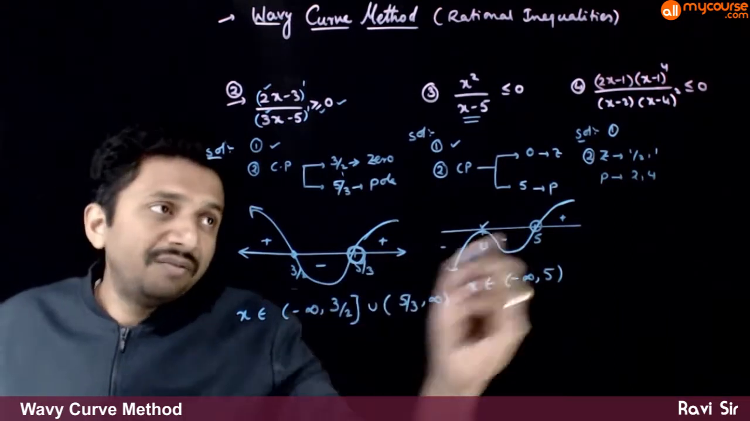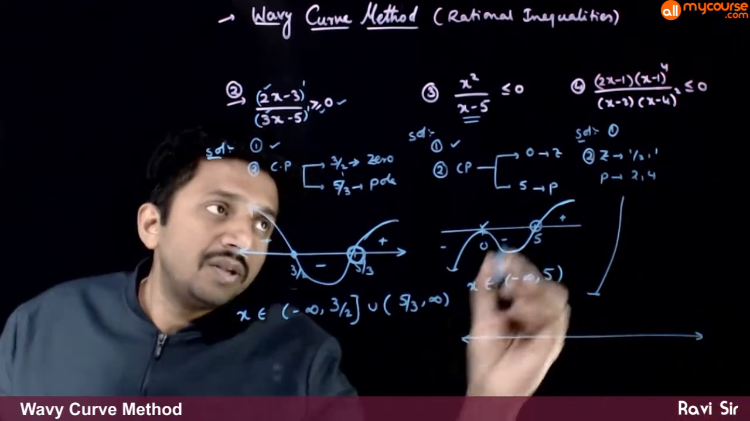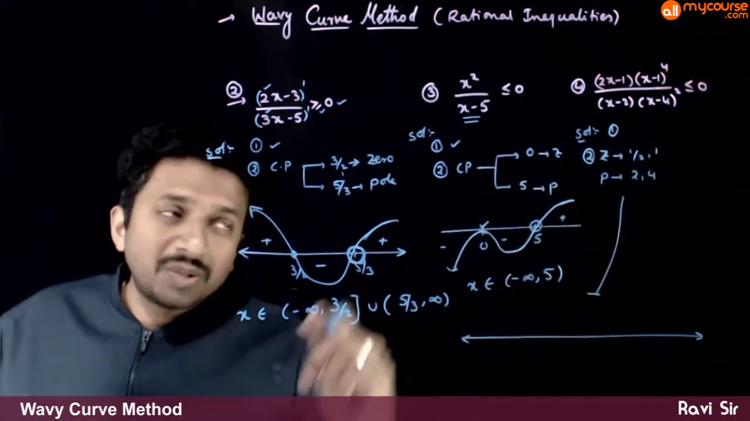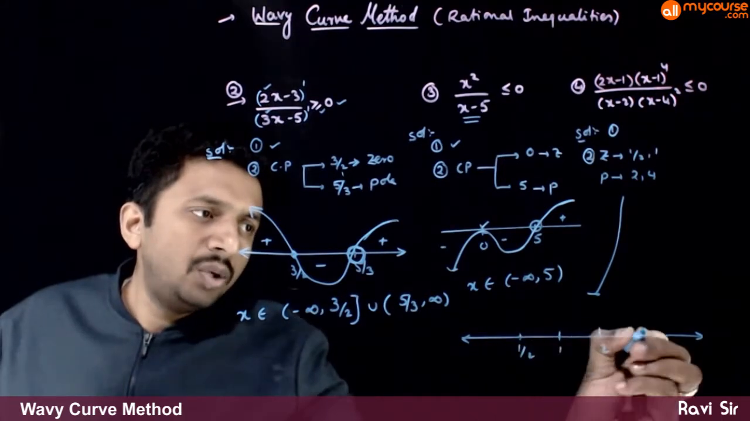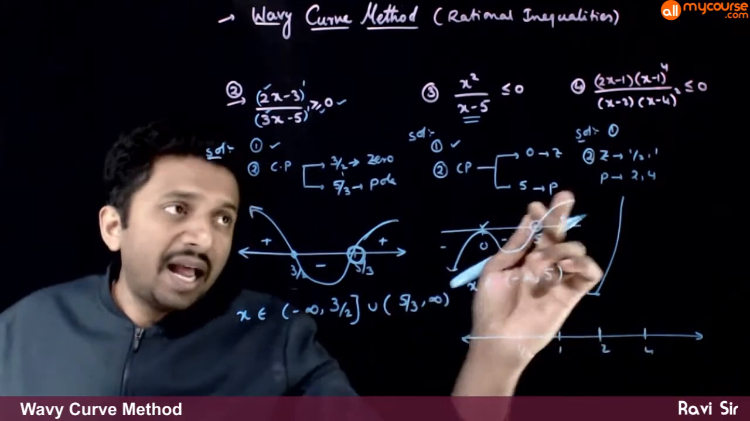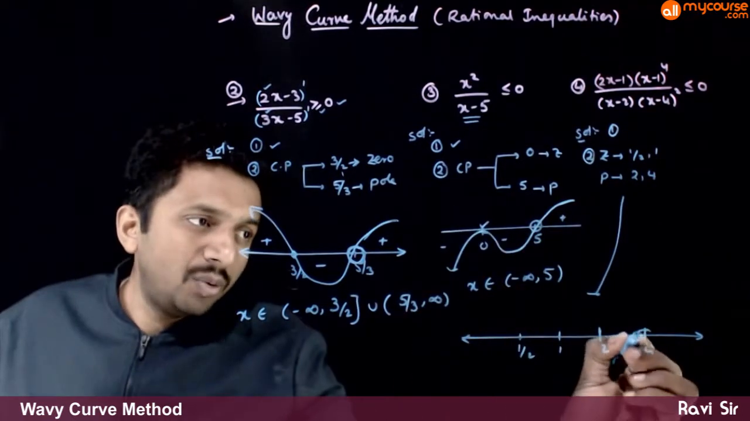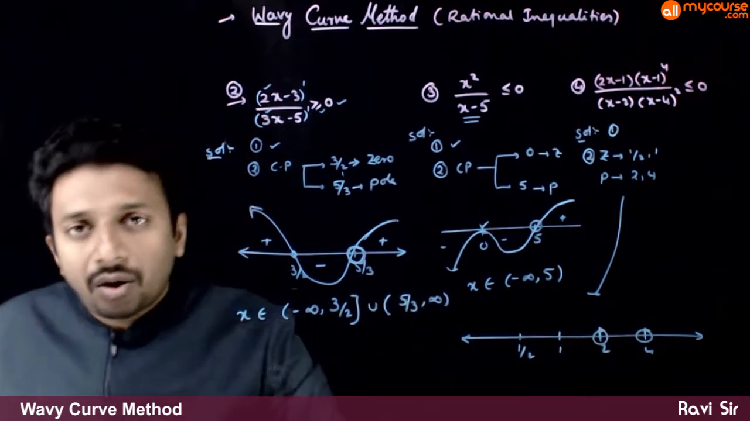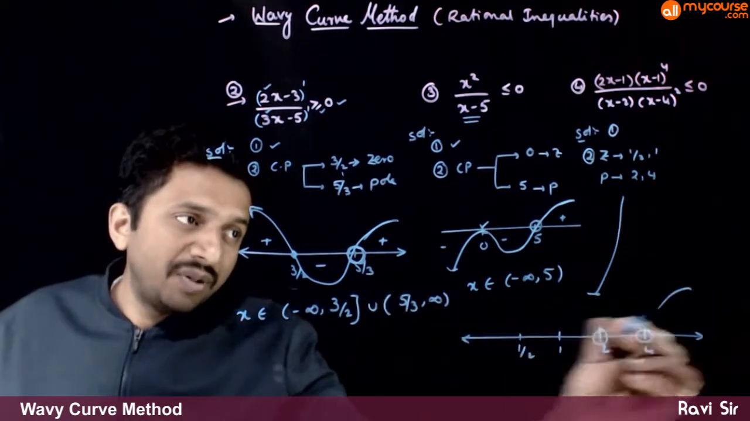Now let us draw the wavy curve for this. So let me draw it here. So let me plot all these points here. So half, 1, 2 and 4. And at poles, I am making a hollow dot. At 2 and 4, I am making a hollow dot. Now how does the wavy curve look? It starts from above the x-axis.